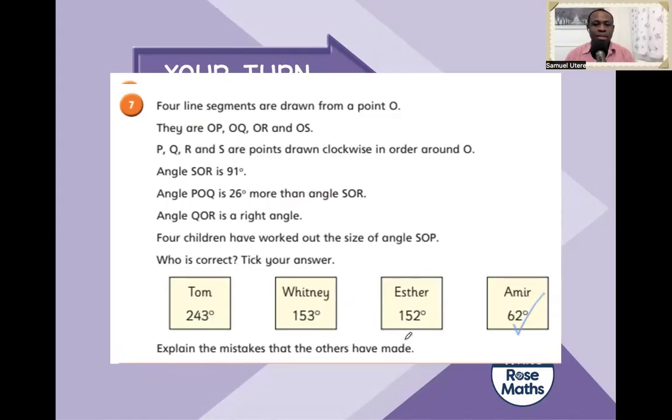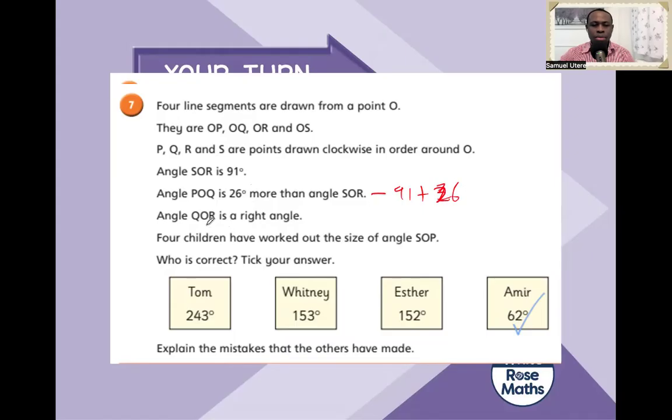Here you were asked, 4 line segments are drawn from a point O. There are OP, OQ, OR, and OS. P, Q, R, and S are points drawn clockwise in order round O. Angle SQR is 91. Angle PQR is 26 degrees more than angle SQR. So let's start. When you're reading questions like this, you need to start adding things up or writing key information down. So this angle here is 26 more than SQR. So this angle is 91 plus 26.